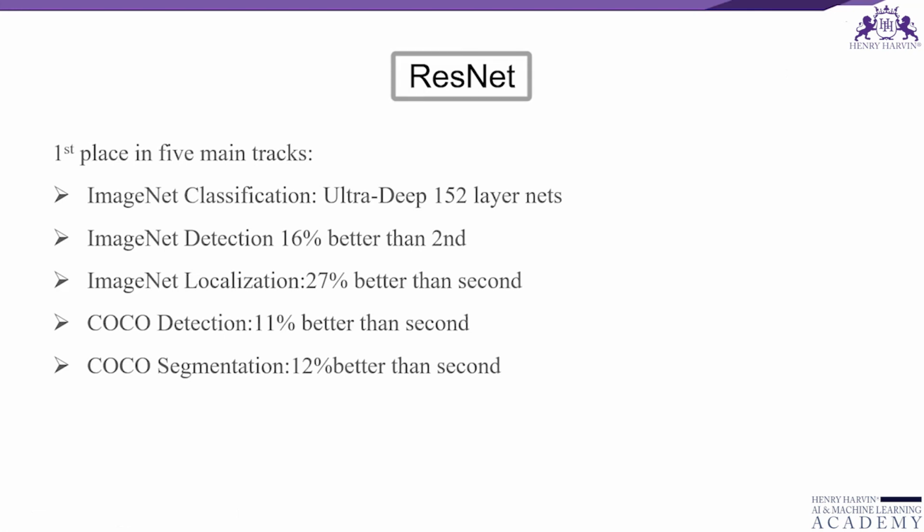AlexNet went from 26% down to 15%. Then ZFNet reduced it from 15% to 11.2%. Then VGGNet reduced it from 11.2% to 7.2%. GoogleNet reduced it from 7.2% to 6.7%. And ResNet reduced it from 6.7% to 3.57%, right? So this is the 2015 ImageNet winner with an error rate of 3.57%, the first truly deep network with 152 weight layers.